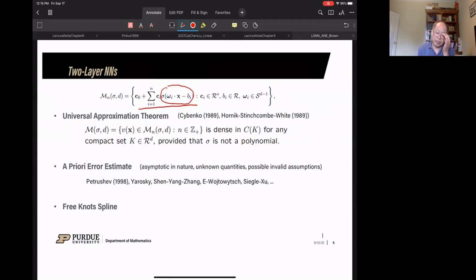If you look at the history of approximation theory, in the one-dimensional case this is identical to what people call free knots.